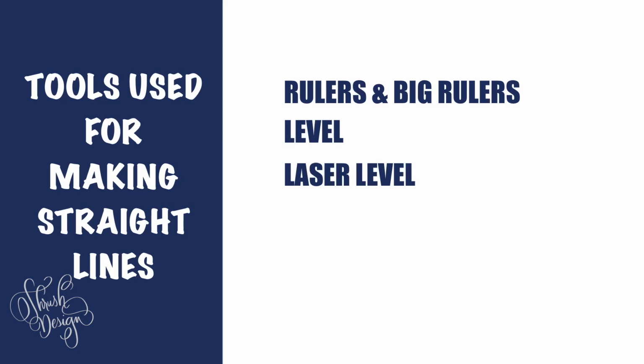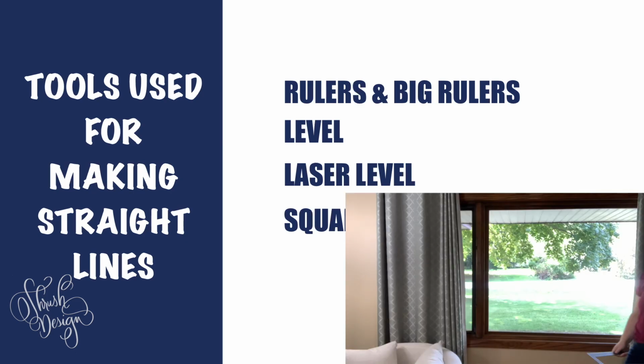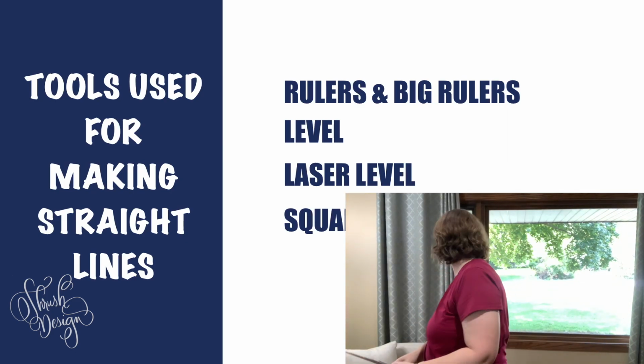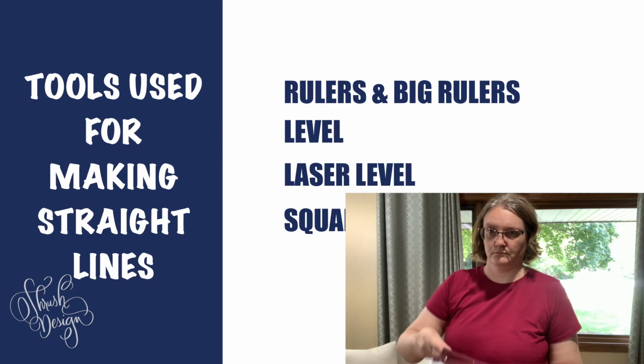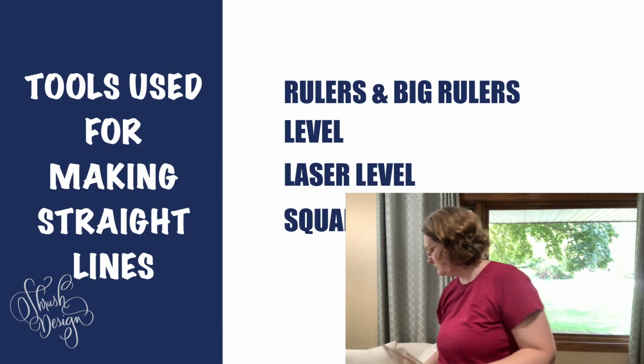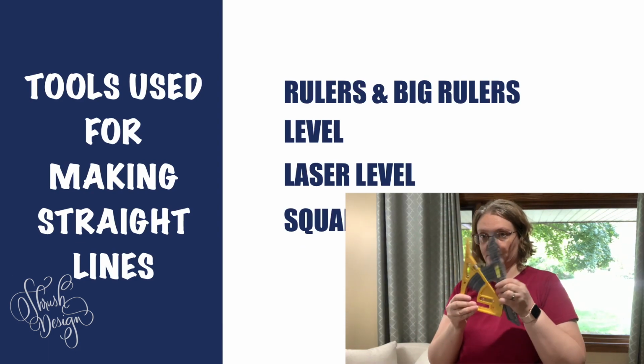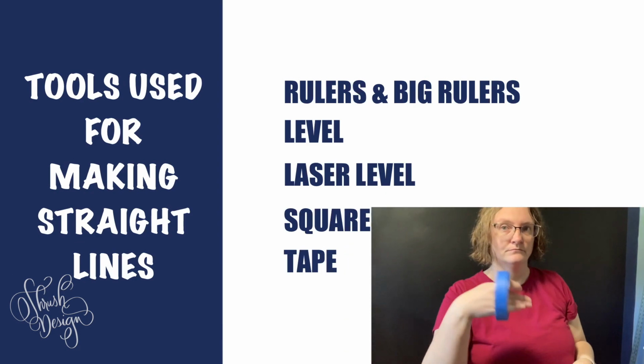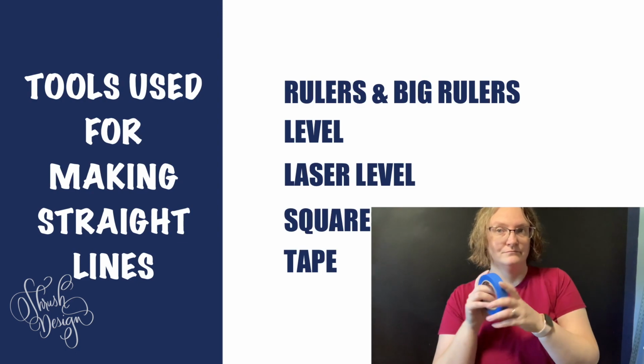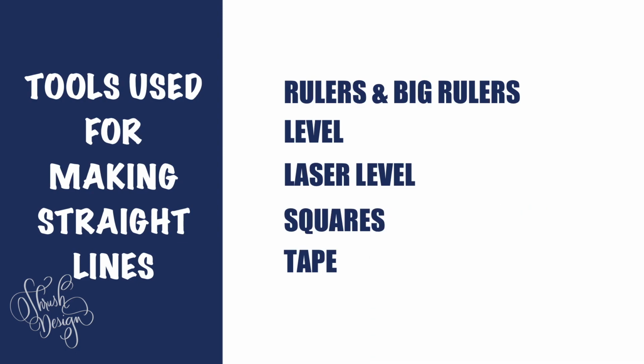Another thing that can help with making straight lines are a variety of squares. So there's T-squares, framing squares, set squares, pivot squares, all kinds of squares. And we'll talk more about those in another category. And the last thing I have in this category is tape. This is usually used in conjunction with another tool to find a straight line, but once you have that straight line, you can mark it with tape rather than penciling it in or chalking it in.